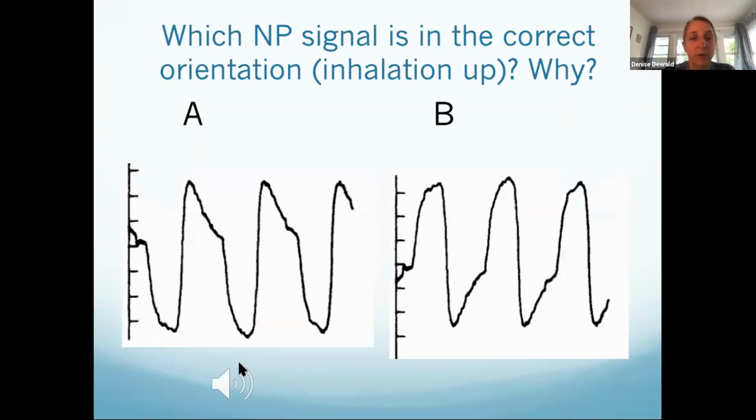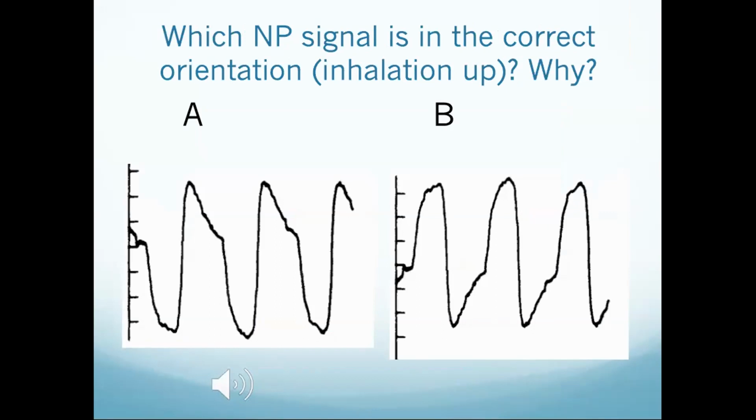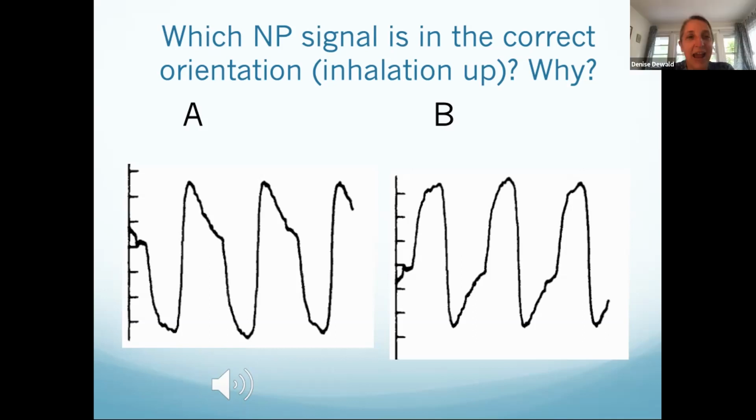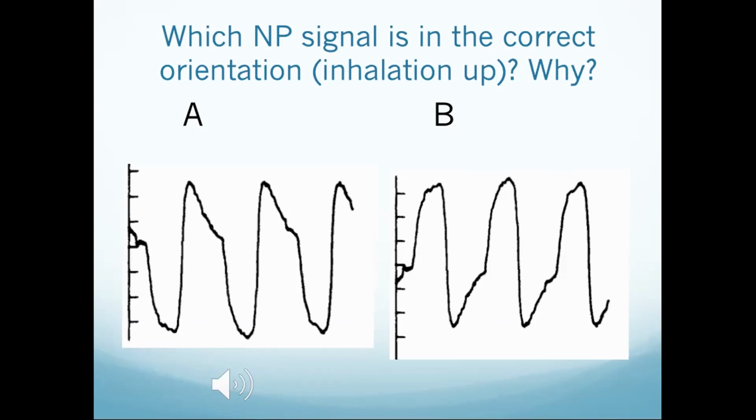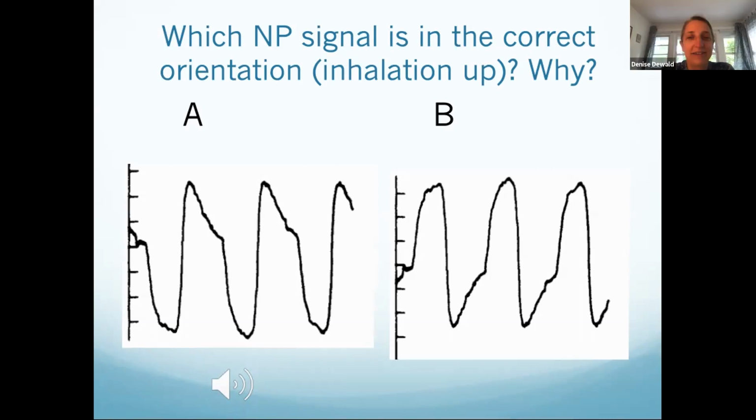So now we have the next little quiz here. Which one is in the correct orientation, inhalation up, and why? Here we go. Oh, it's not playing. I had my Jeopardy thing that didn't work. All right. So A or B is in the correct orientation. Isn't it A? Why? Because the upward deflection is the active motion, and the downward is the passive breathing, and hence it's not as strong. Well, it's not as powerful as, say, the pressure-wise. Does anyone else have an answer?